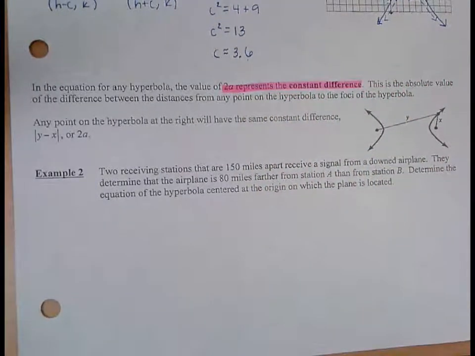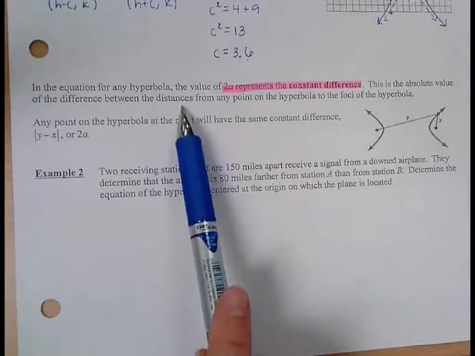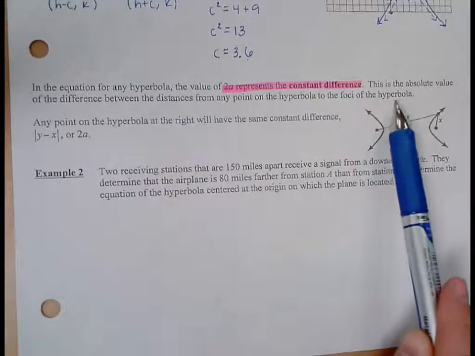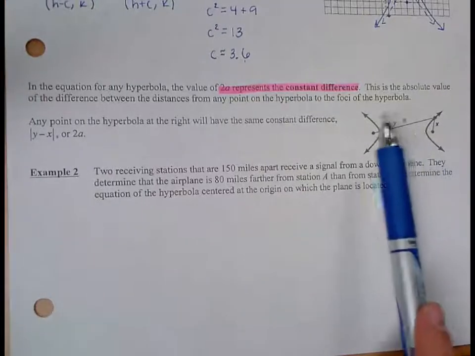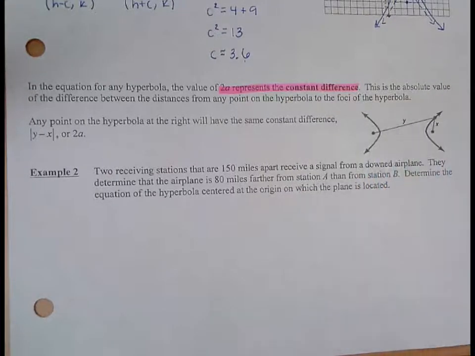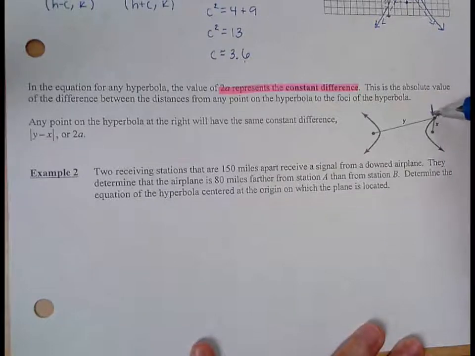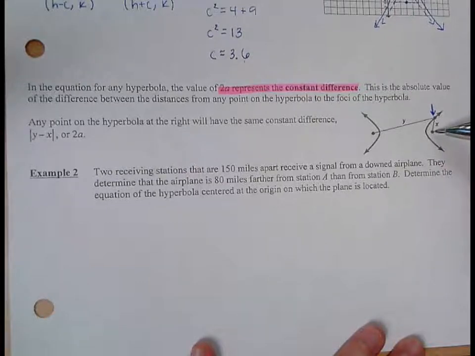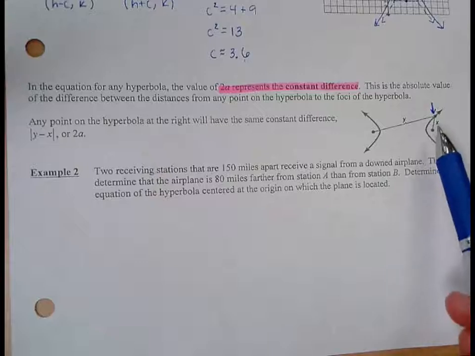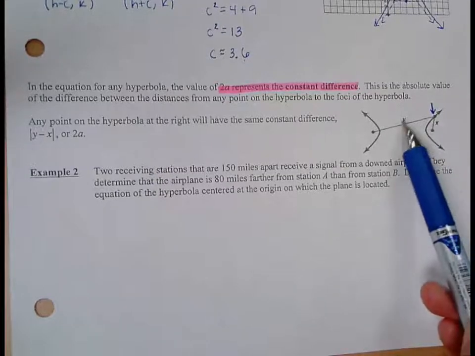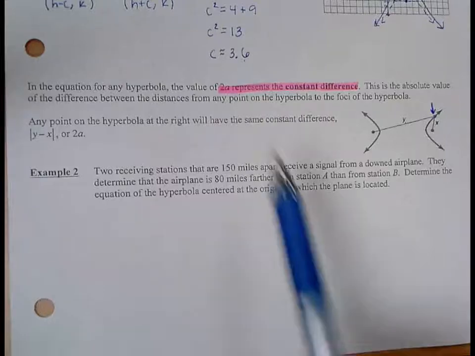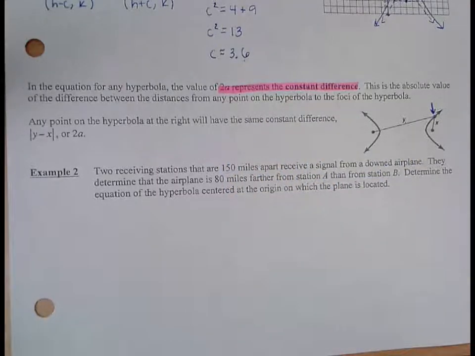And this is the absolute value of the difference between the distances from any point on the hyperbola to the foci of the hyperbola. So it gives a little example diagram here to say this is your point on your hyperbola. It could be anywhere on either curve. So the distance from that point to one focus, they're calling x. The distance to the other focus, they're calling y. And so the absolute value of the difference between those distances would be equal to 2a. So that constant difference can allow you to find the a value when you're writing equations of hyperbolas.